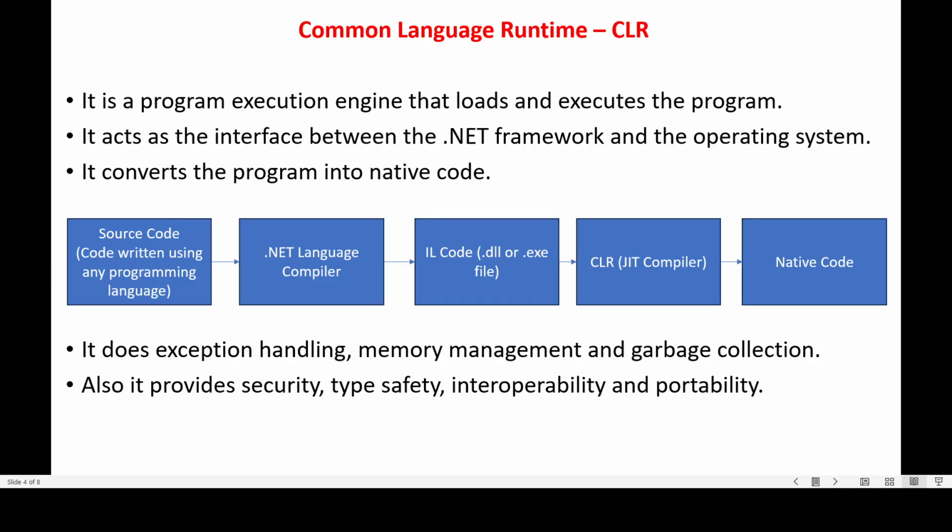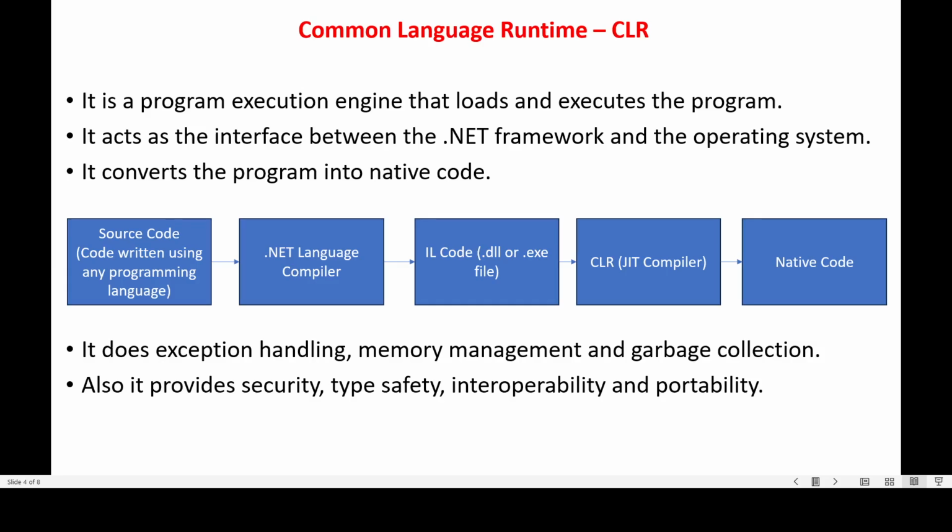First, the .NET language compiler takes the source code. The source code is the code which is written in a programming language. The programming language can be anything which is supported by the .NET framework. Suppose we take C#. The code which is written in C# is the source code. This code is taken by the .NET language compiler, which converts that source code into the IL code, that is intermediate language code. This IL code will be stored in a .dll or .exe file.